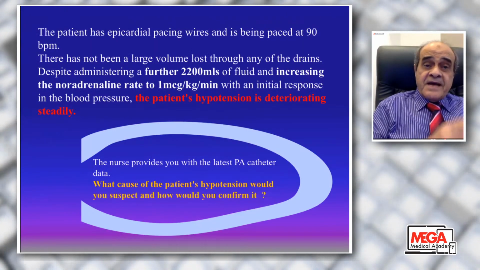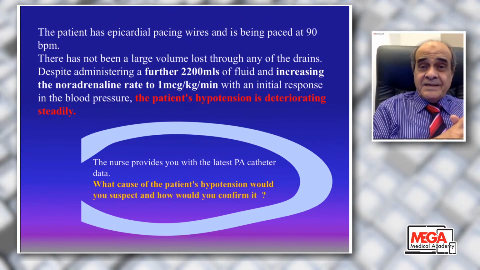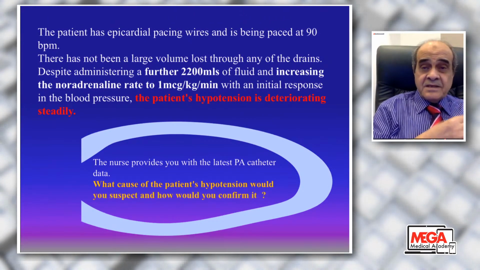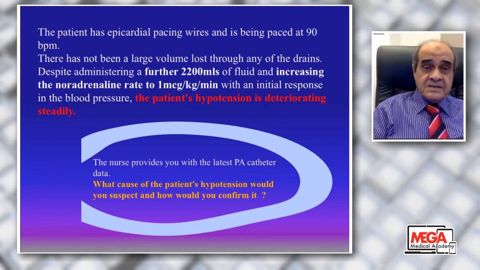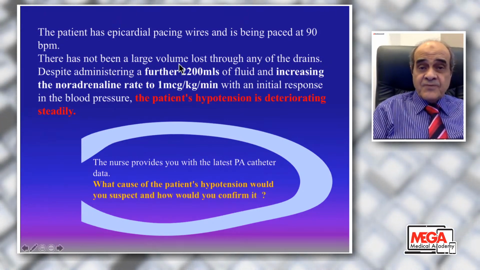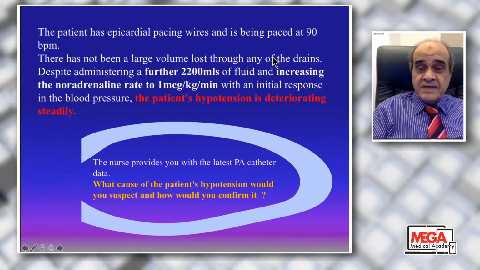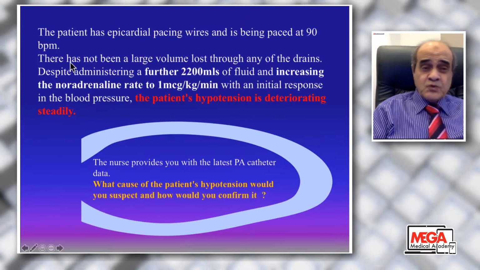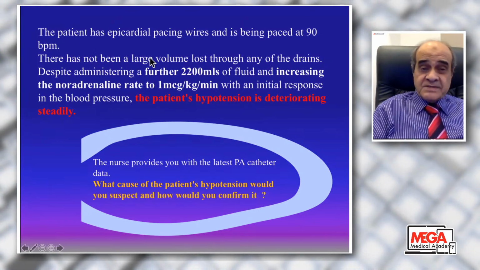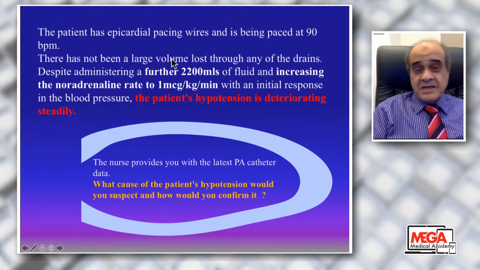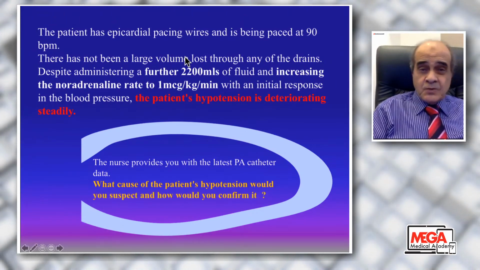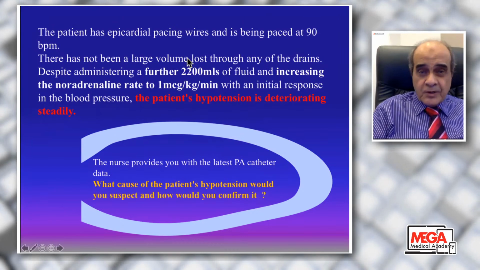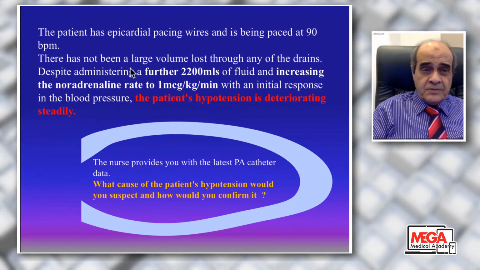The patient has epicardial pacing wires and is being paced at about 70 beats per minute. There has not been a large volume lost through any of the drains. And this is the main problem, really. When your patient shows no drainage to the outside, you have to suspect the drain may be blocked by some blood clot, and so there is an occult blood accumulation or occult blood clot.